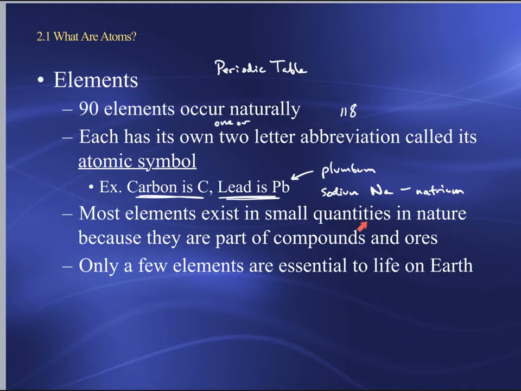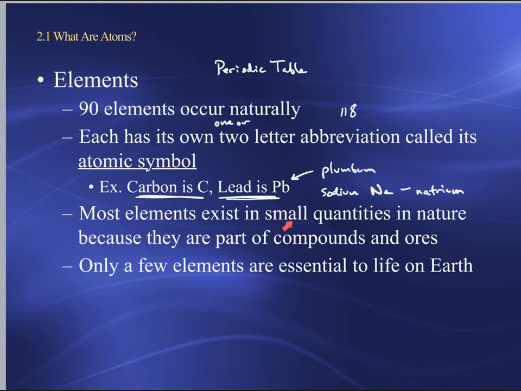Most elements exist in small quantities in nature because they are part of compounds and ores. Most things are already reacted. And when you take chemistry as a sophomore, you'll understand why that is the case. Okay, so it's not common for you to just go digging in your backyard and find a giant hunk of lead. That's not a common thing. Most of that stuff is locked up into ores, and you have to refine it. Every once in a while, you might get lucky and find some natural deposit of a particular element, and that's where mines exist. But even mines have to deal with ores oftentimes.